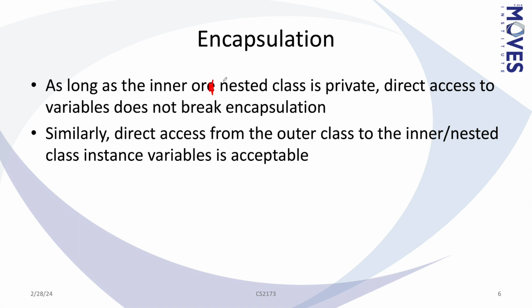Okay, so here's the thing about that. As long as we keep that nested inner class private, then direct access to variables does not break encapsulation. In other words, normally if I have two different objects, then I do not want to allow direct access of one to the other. Why? Because I want to preserve the data.